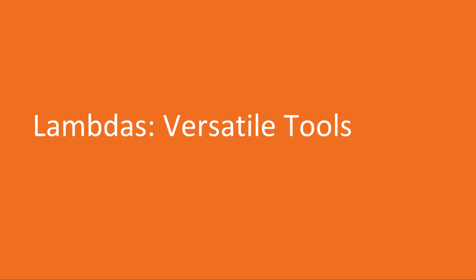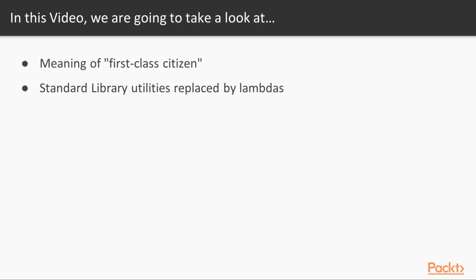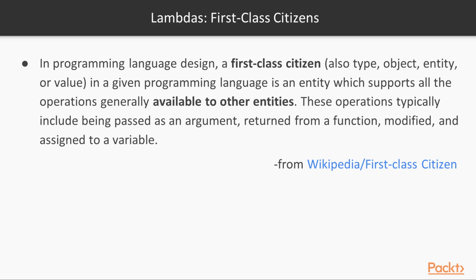Lambdas, versatile tools. In this video, we're going to take a look at the meaning of first-class citizen and the utilities provided by the standard libraries, which are replaced by lambdas. This is a quote from Wikipedia, first-class citizen. In programming language design, a first-class citizen in a given programming language is an entity which supports all the operations generally available to other entities. These operations typically include being passed as an argument, returned from a function, modified and assigned to a variable.